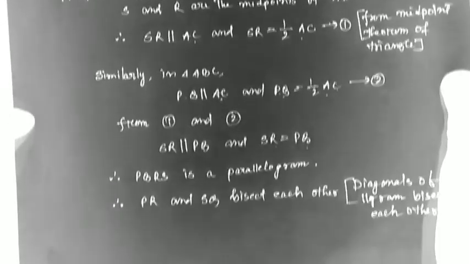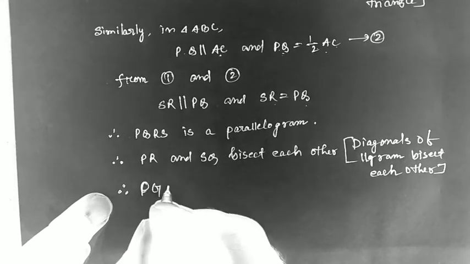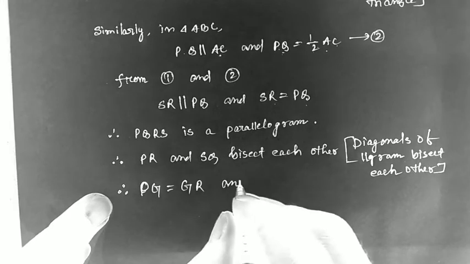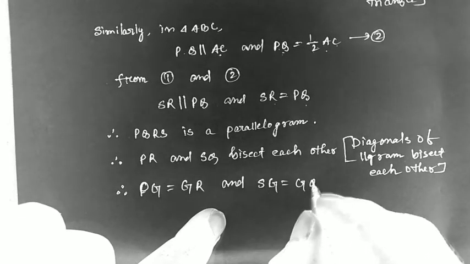It is proved. Therefore PG is equal to GR and SG is equal to GQ. That's it.